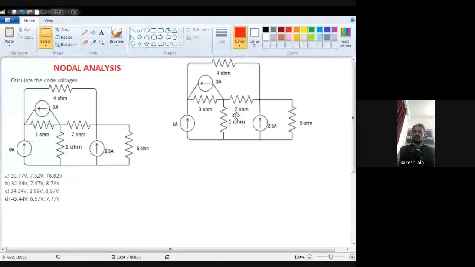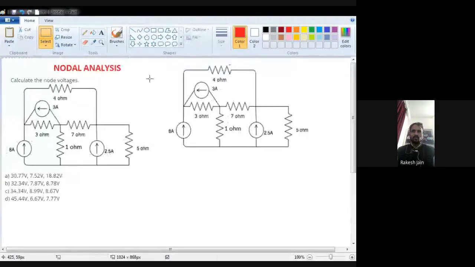Now first of all, see the question and see how many nodes there are. See, this is a node because different branches meet at this point: 4 ohm resistance, 3 ampere current source, 3 ohm resistance and 8 ohm resistance. All 4 things meet here. That's why it is my node. So this is a node.